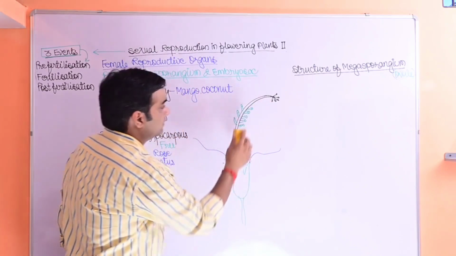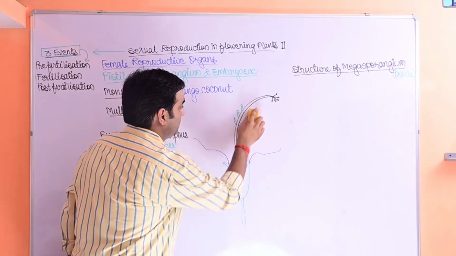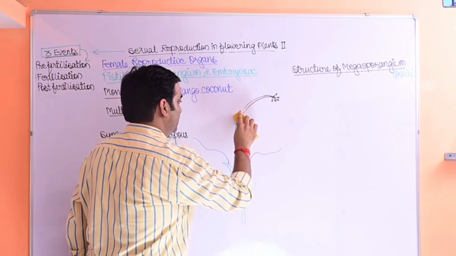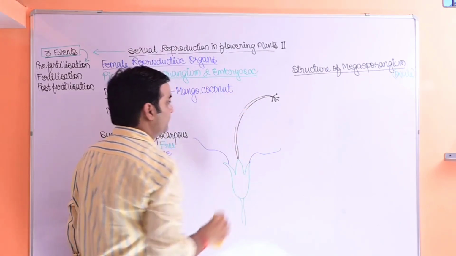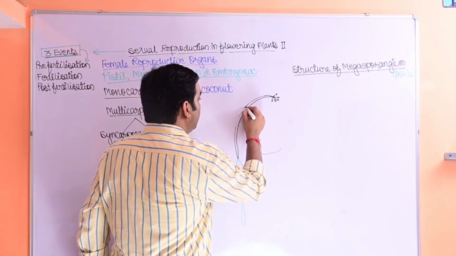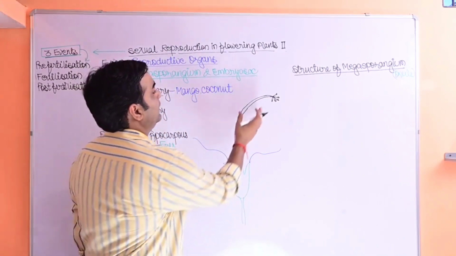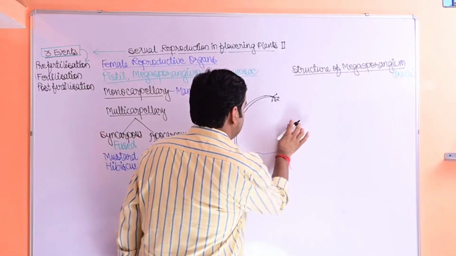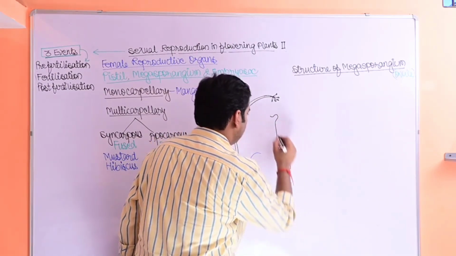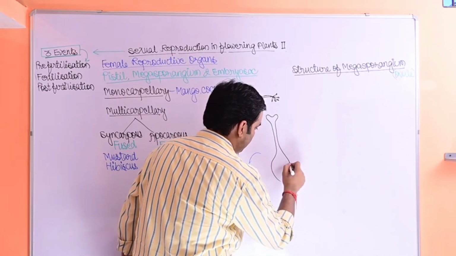So I'm just wiping the male reproductive part, that is called stamen. So I'm removing it. So I have removed it. I have removed the male reproductive part, and the female reproductive part is there in front of you, right? If we elaborate it, we will see the structure like this.